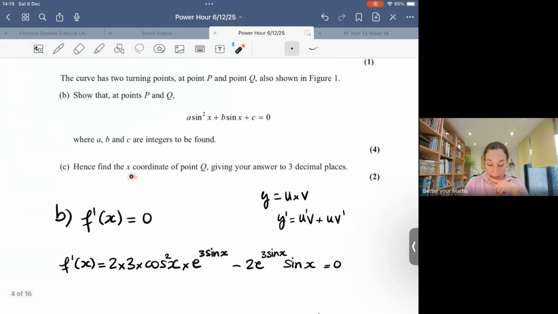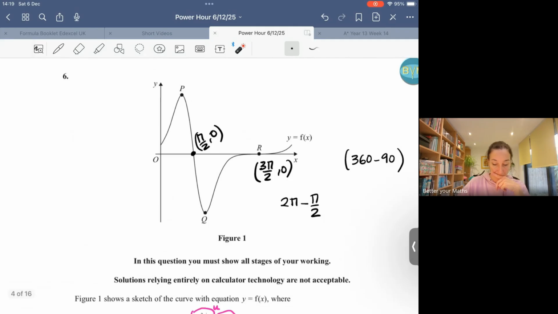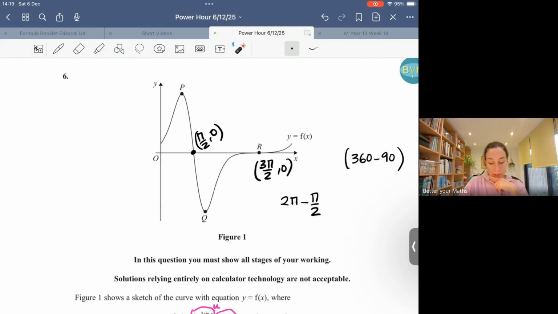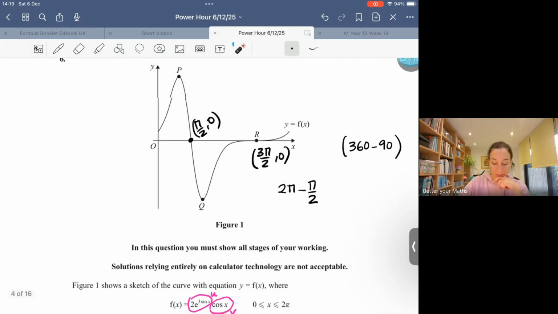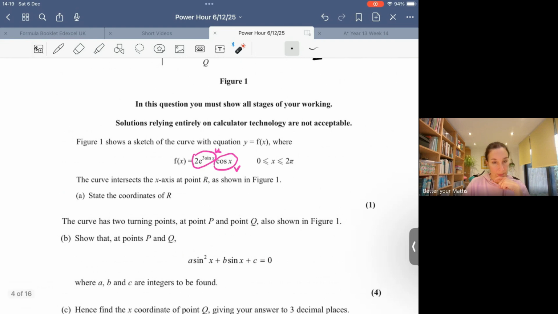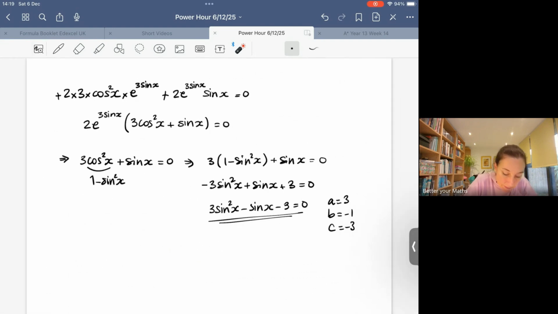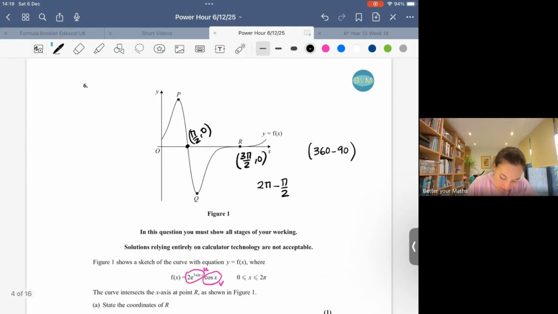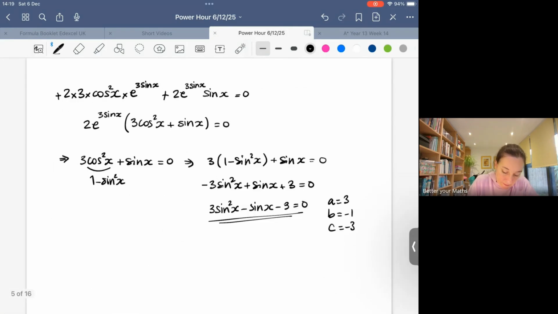Then, hence, find the coordinates of point Q, giving your answer to 3 decimal places. So we are going to have 2 stationary points. It's going to be this one here, yeah? So the second value that we find. Everyone solving this trigonometric equation, yeah? How I'm going to solve it? Who can tell me? This is C, no? Hidden quadratic, yeah, exactly. So I'm going to factorize that quadratic.